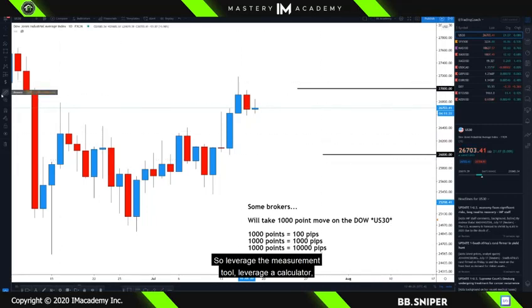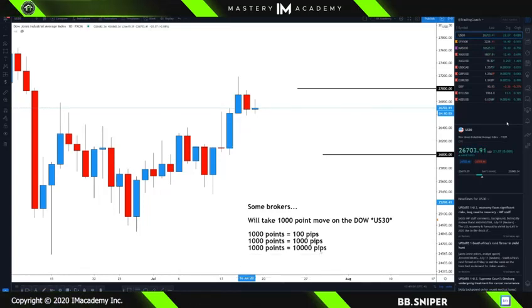So leverage the measurement tool, leverage a calculator, leverage simple mathematics in your head to be able to understand how to actually measure the price movement, and then take it one step further and do some due diligence within your broker, regardless of if you're trading Forex, commodities, cryptos, the indices, doesn't matter. Take the steps to educate yourself on how your broker that you decided to trade with converts price movement into your potential profits or losses.